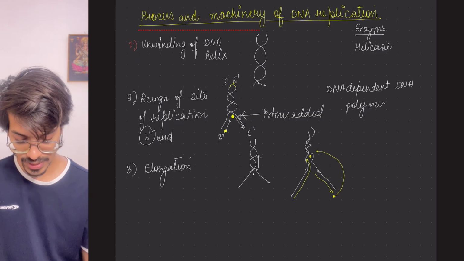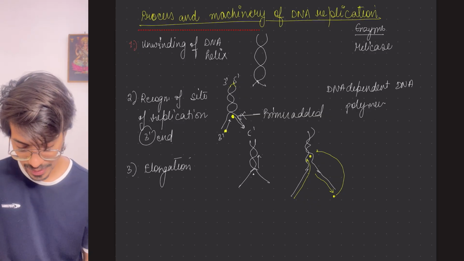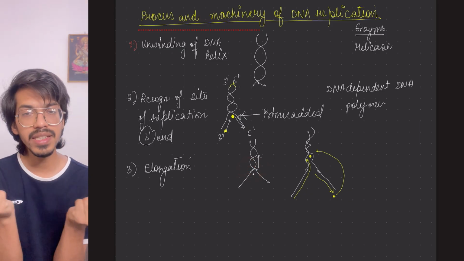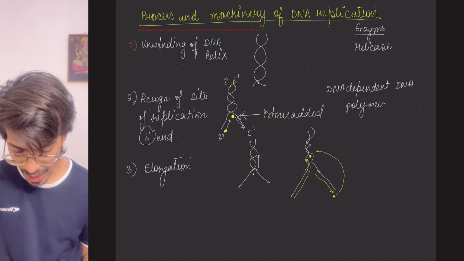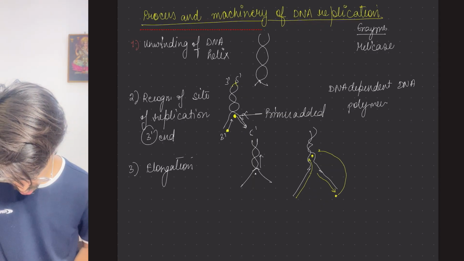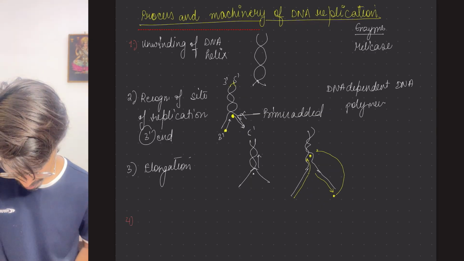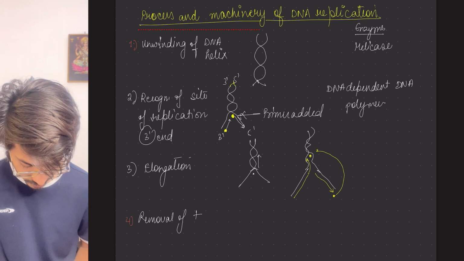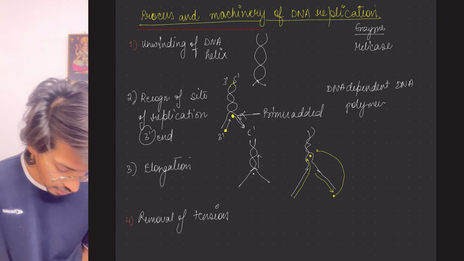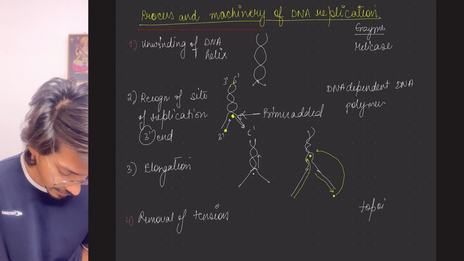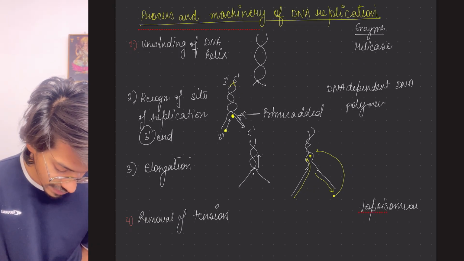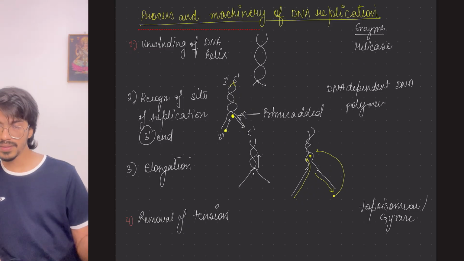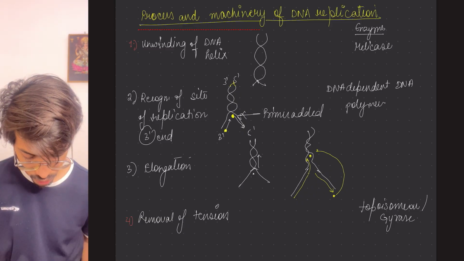When the nucleotides are being added, in this area, if you see over here, when you are opening it up, it created certain tension. So this tension has to be removed. So removal of tension will take place. Who will do it? Topoisomerase. It is also called gyrase. Okay, this one thing will occur. Now, removal of tension is done.